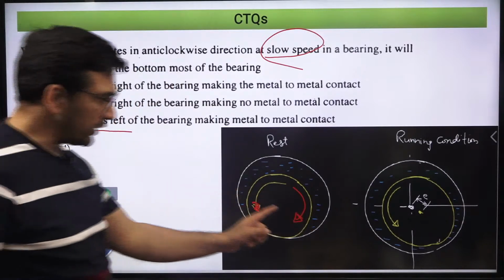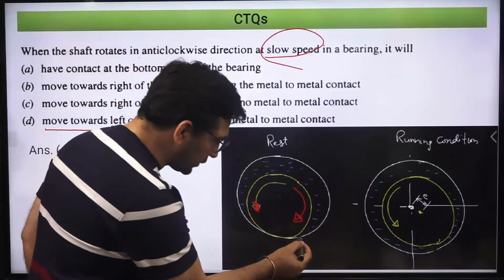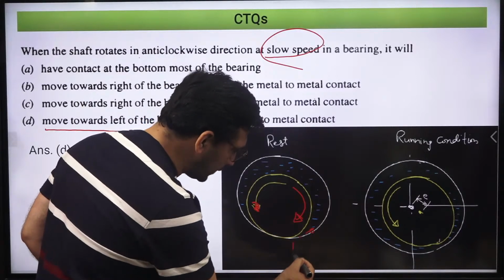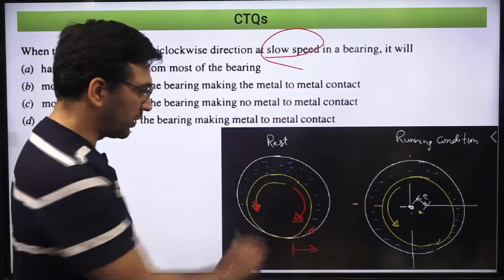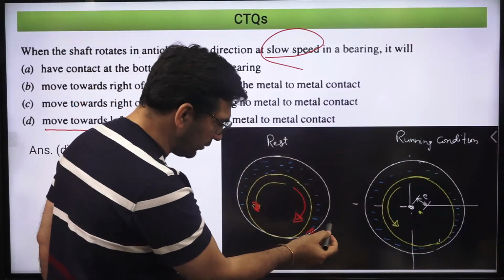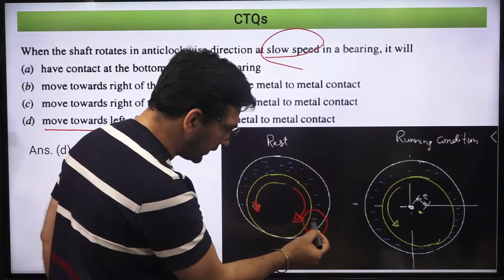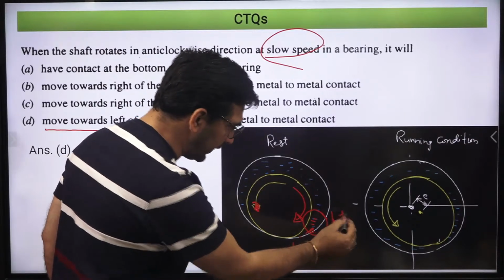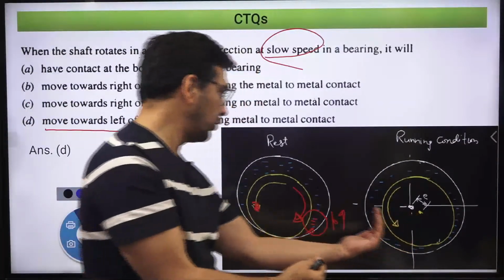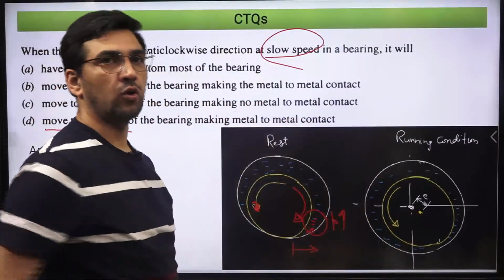Clockwise. If the rotation is clockwise, then obviously initially this surface will offer the resistance. So it will move on the surface. That means initially it will move to the right. It will try to climb this. But when the full running condition comes, when significant pressure is developed over here, then it will be moved towards the left. So in running condition, it would have moved in this direction if the rotation is clockwise.